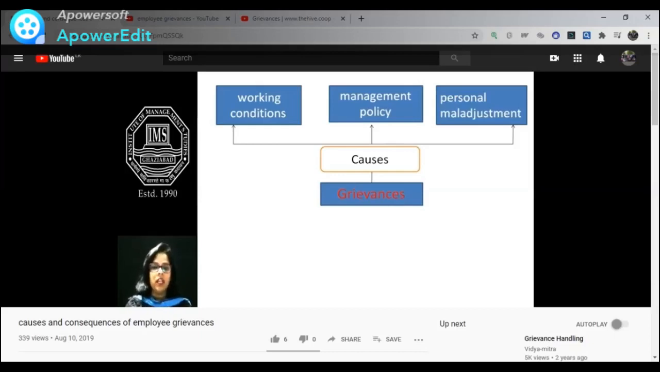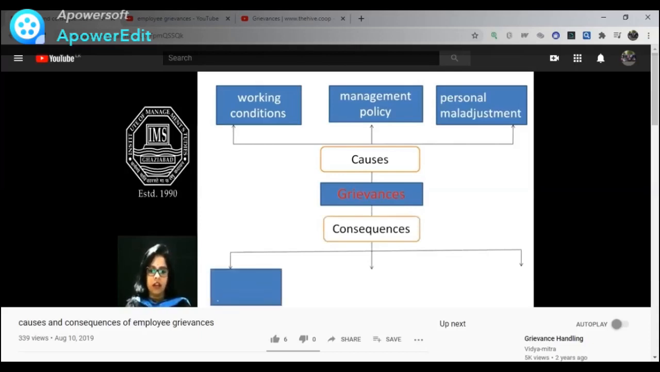So let me talk about the consequences. Consequences are the effect of grievance. Again, I have categorized the consequences into three broader heads. The first head is production. If the grievance is not redressed by the organization, what kind of impact can we see on production? That we need to discuss here.